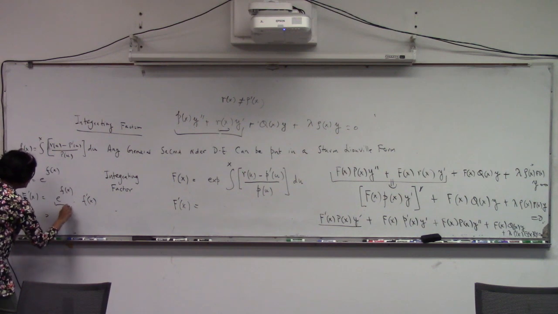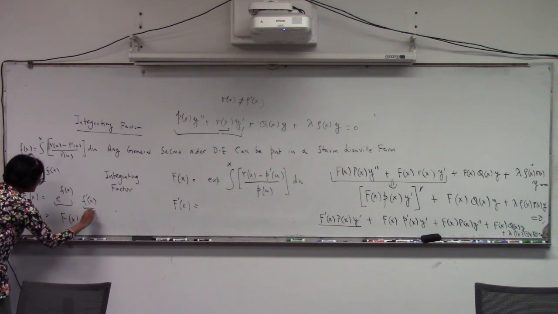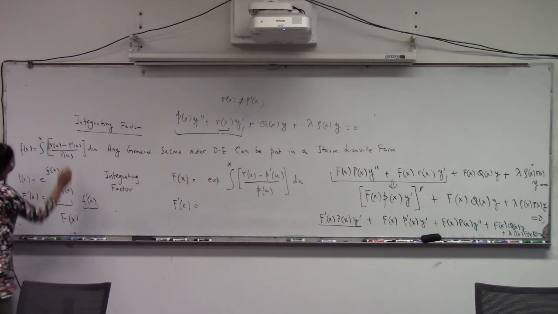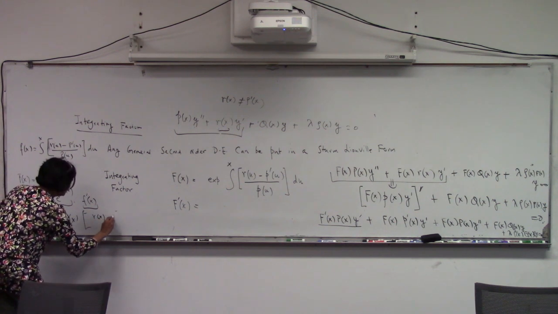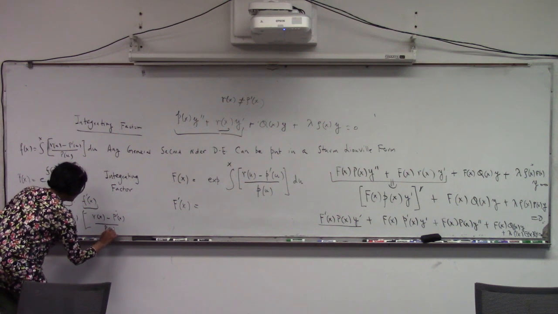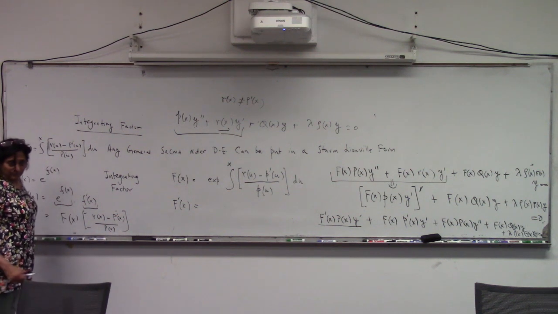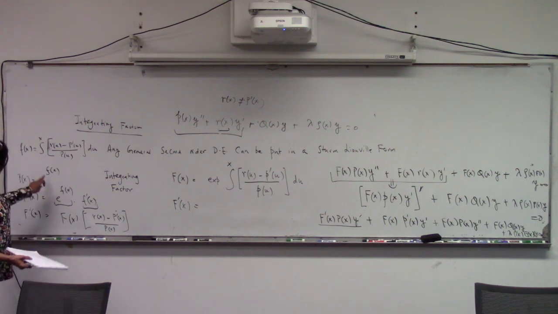So what is this? That is my f, right? It gives me back f. And what is this? F dash x is simply r of x minus p prime of x over p of x, right? So this is f prime of x. That's all you have to understand. The rest is simple. Okay, so that is the integrating factor.